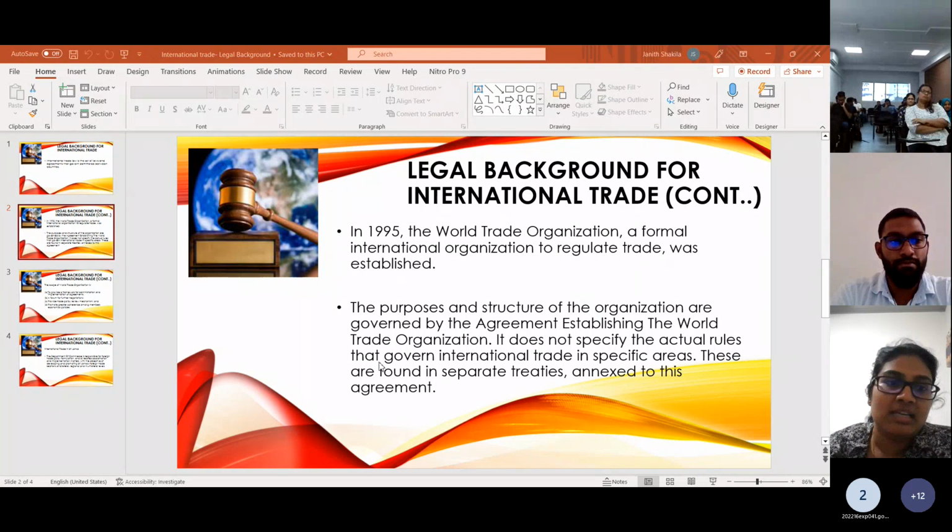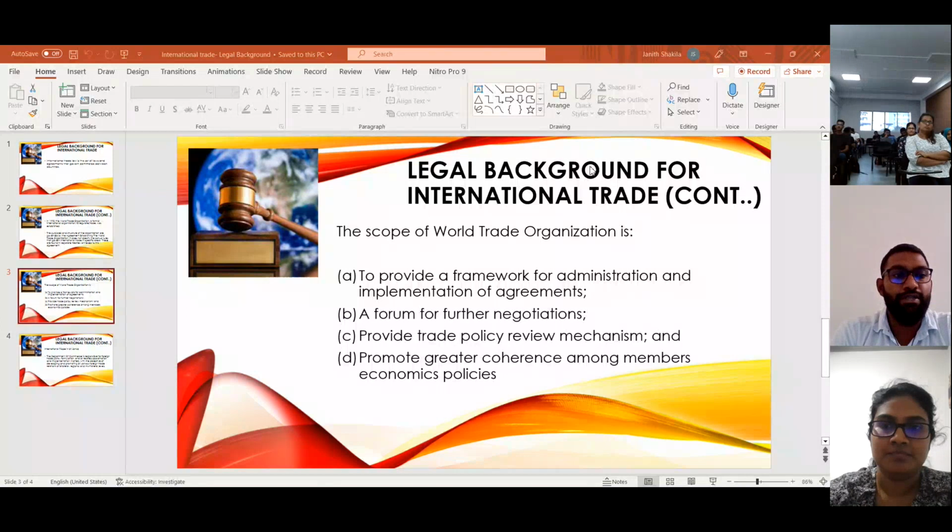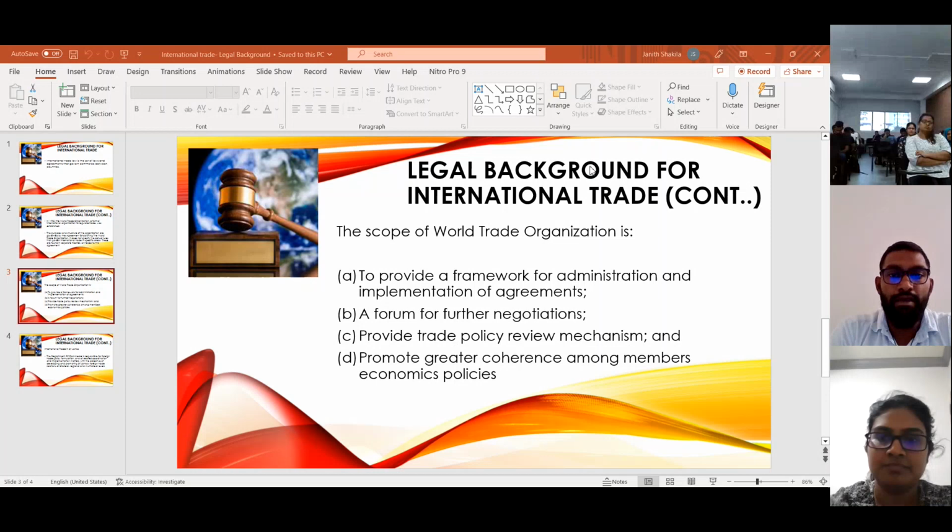Janet will continue about a few other points. Over to you, Janet. So the scope of the World Trade Organization is basically to provide the framework for the administration and implementation of the agreements. And this is the global body regulating international trade, a forum for further negotiations, providing trade policies and promoting greater coherence among members' economic policies and so on.